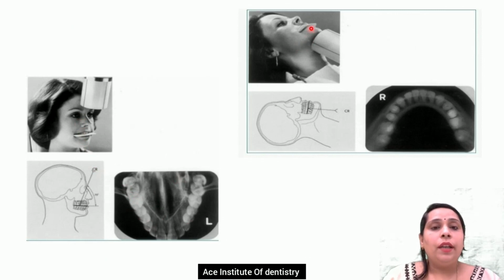For the lower, the X-ray radiation has to be directed towards the mandible. The lid should be placed towards the maxilla when we are placing our film. Okay, and we have to make the patient lie in a supine position. Then we have to place the X-ray cone. Then you'll get the mandible.